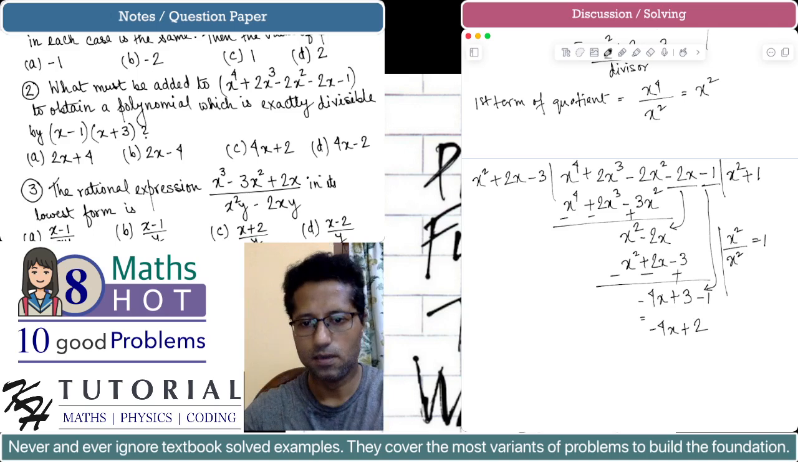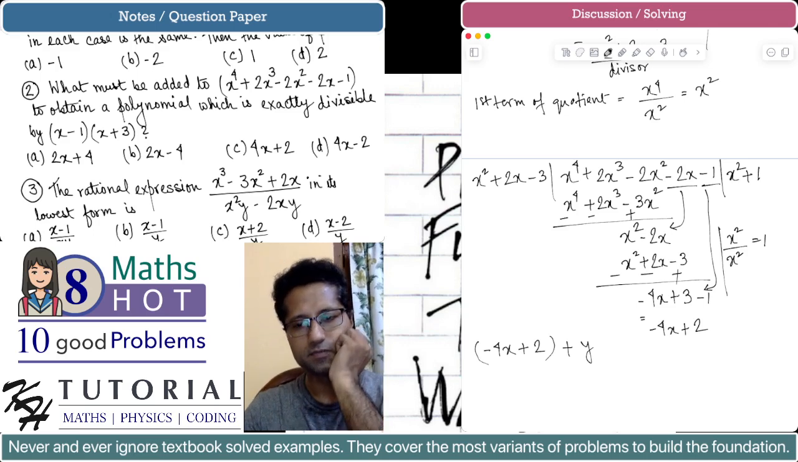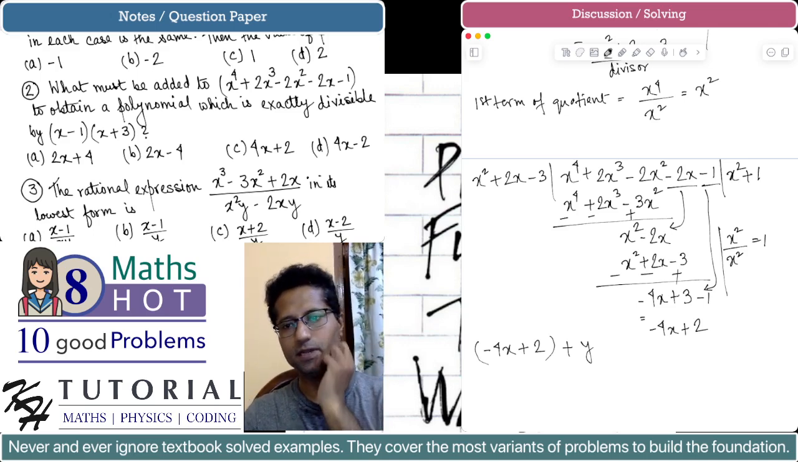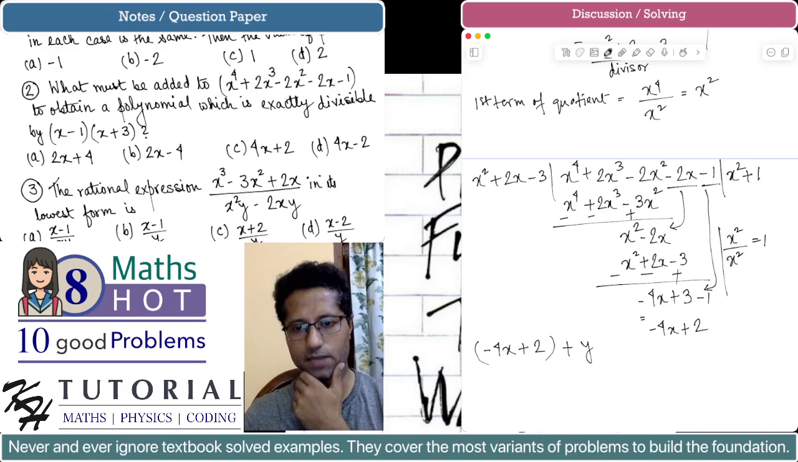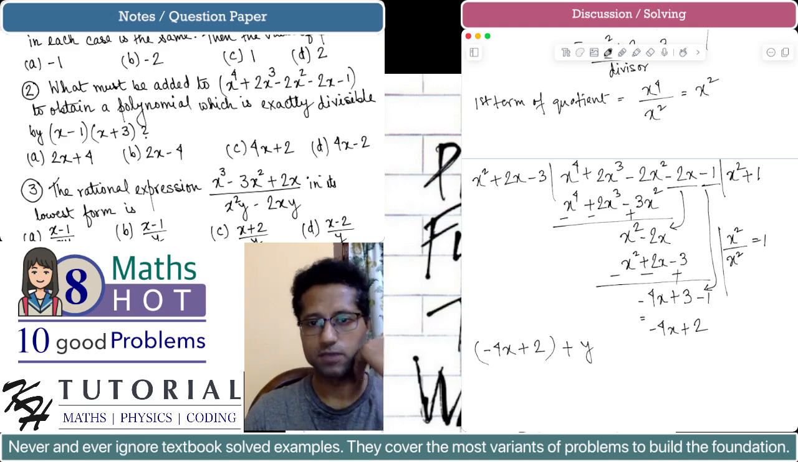Now we have to see what. So now the question is, what can we add to this expression? Let's say we want to add a y, so the expression that we need to add is y, so that minus 4x plus 2 plus y will be divisible by the divisor, that is x square plus 2x minus 3.